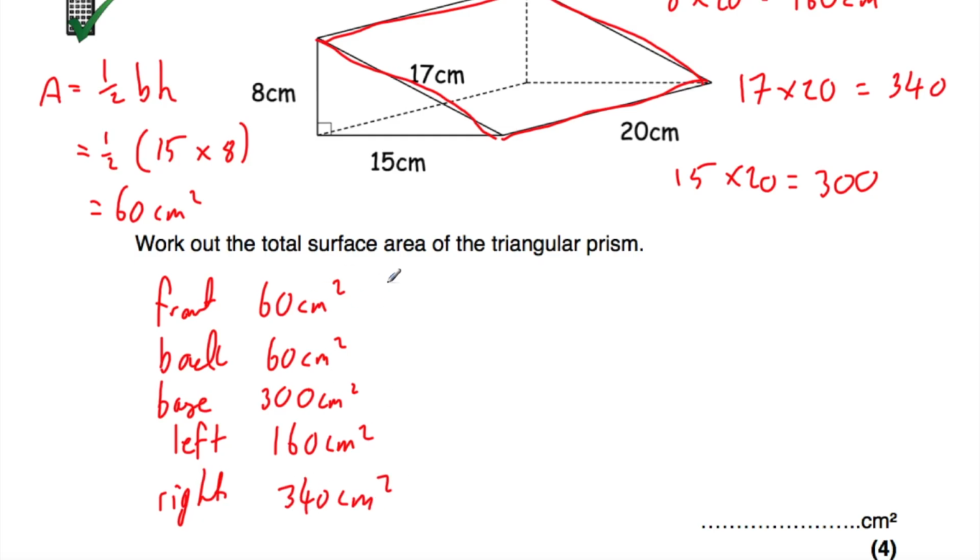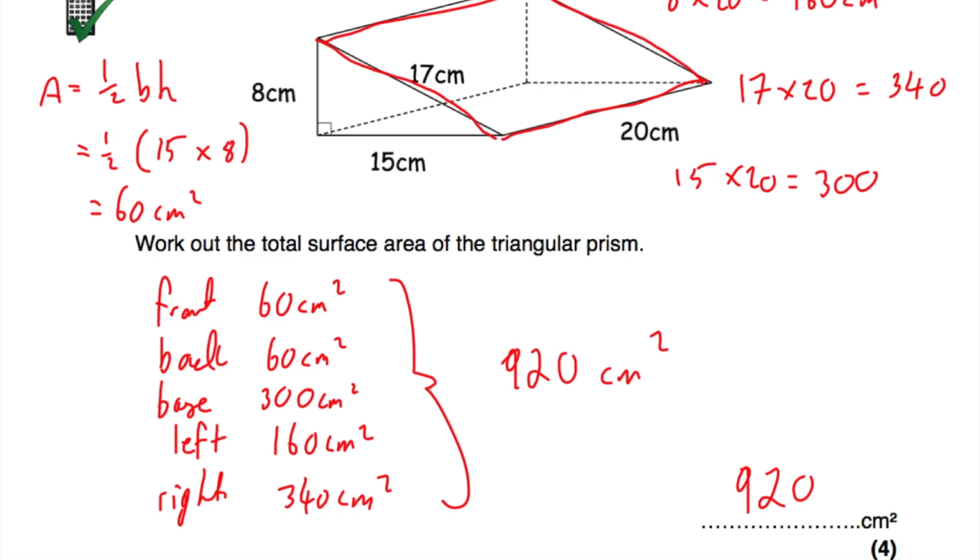And that's fantastic. We can now add these up to get the total surface area. And when we do 60 plus 300 plus 160 plus 340, that's equal to 920 centimeters squared. So that's the total surface area, 920 centimeters squared.